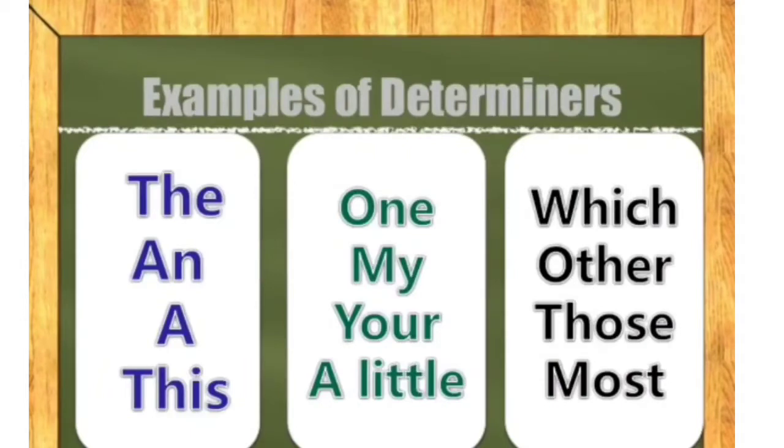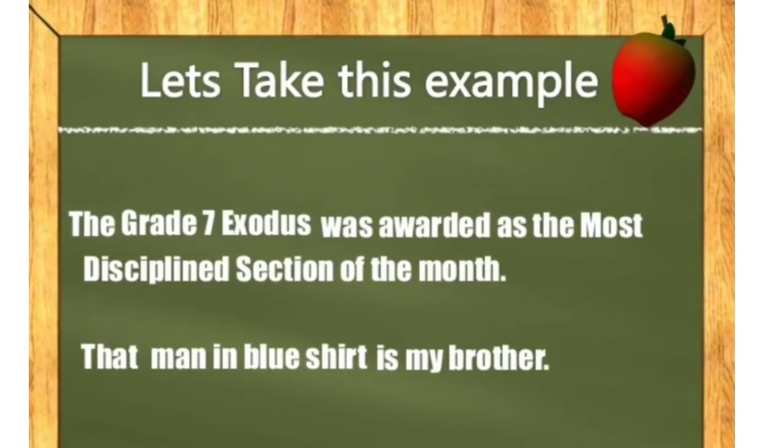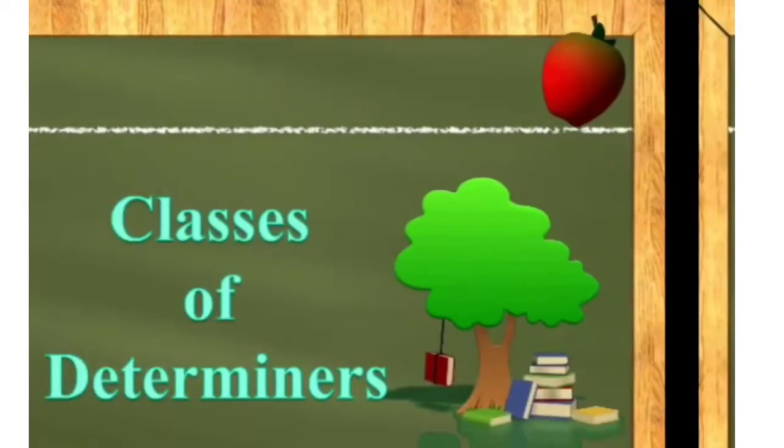Examples of determiners: the, an, a, this, one, my, your, a little, which, other, those, most. Let's take this example. The grade 7 Exodus was awarded as the most disciplined section of this month. That man in the blue shirt is my brother.